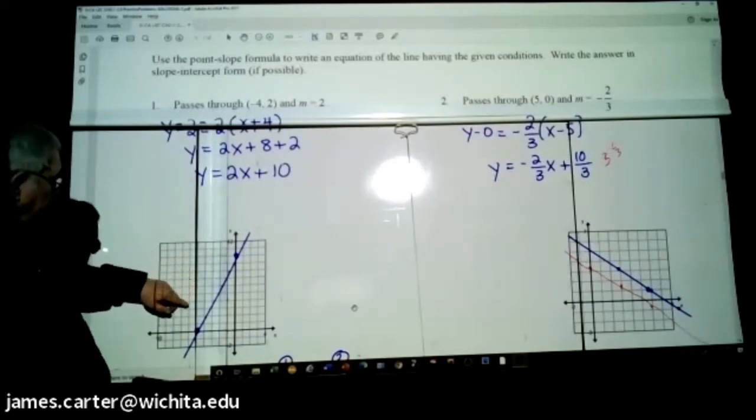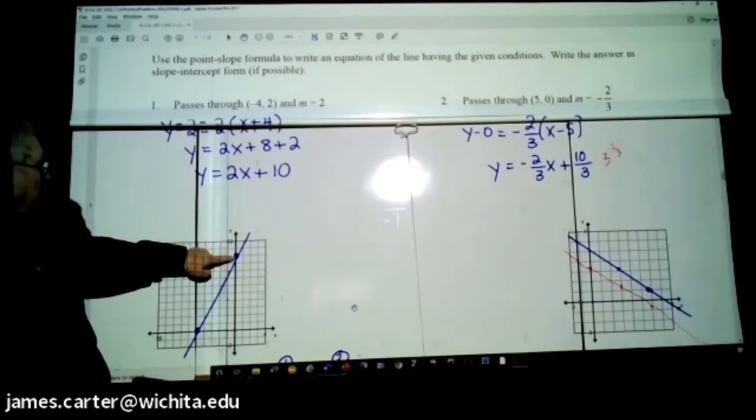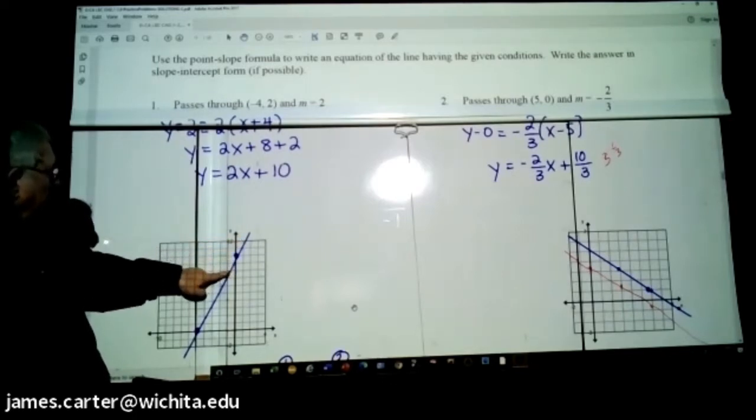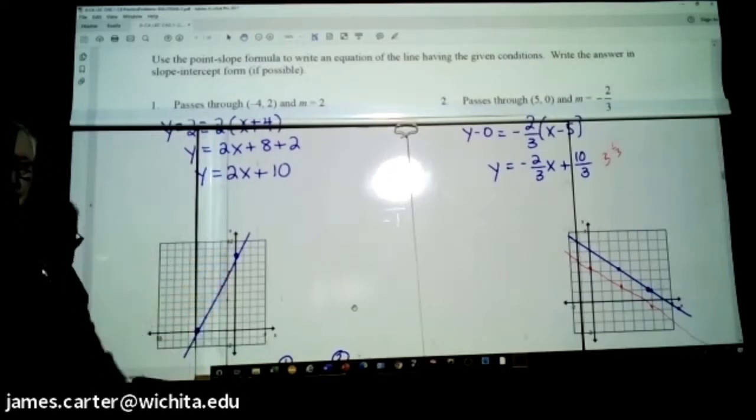Let's see if they graph this one correctly. 10 here, and up 2 over 1, or down 2 over 1, down 2 over 1. So this one is graphed correctly.